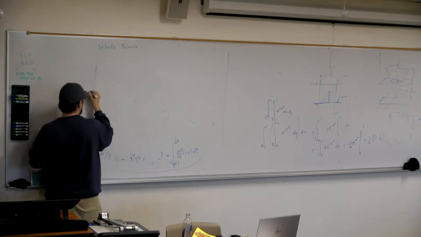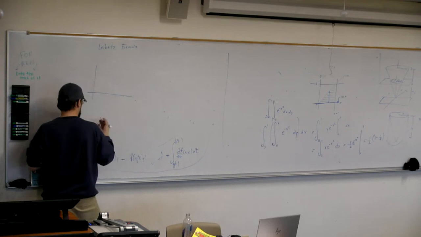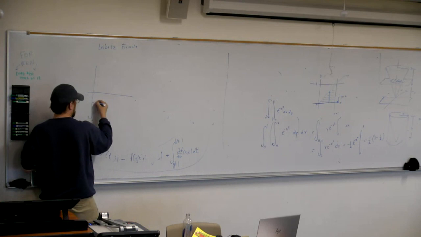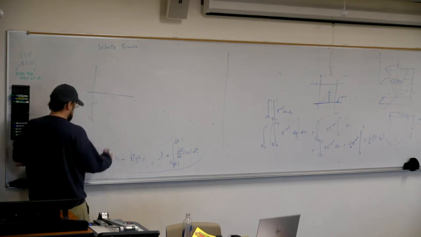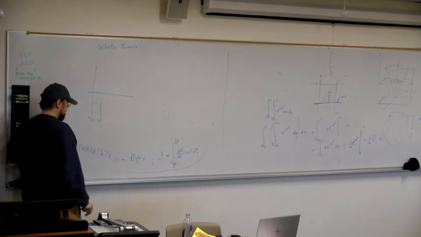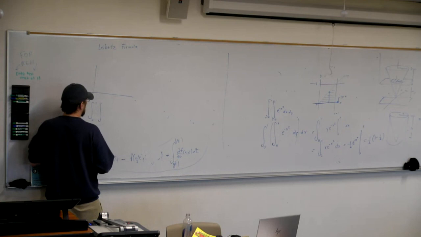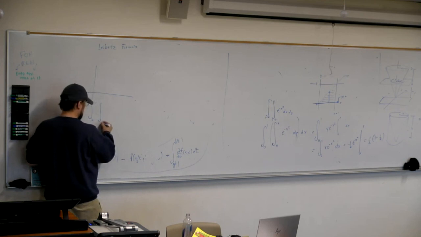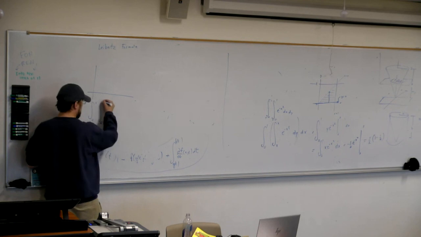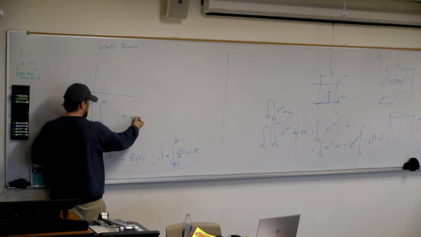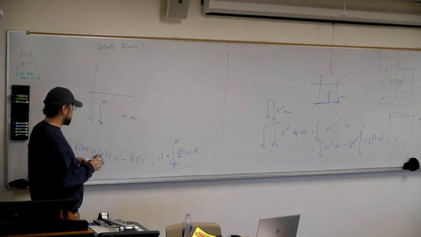So if the bounds are, let's say, x goes from 0 to 1, and y goes from square root of x, let's say cube root of x. It doesn't matter what you're doing. How would you switch the bounds of the equation?